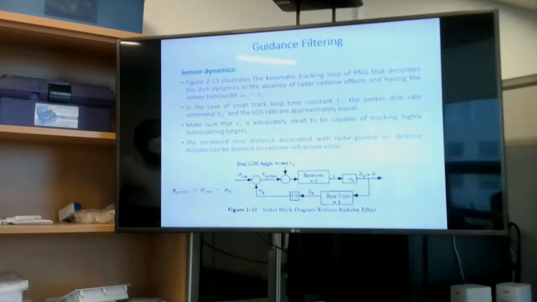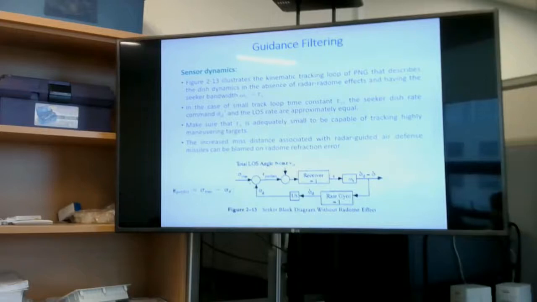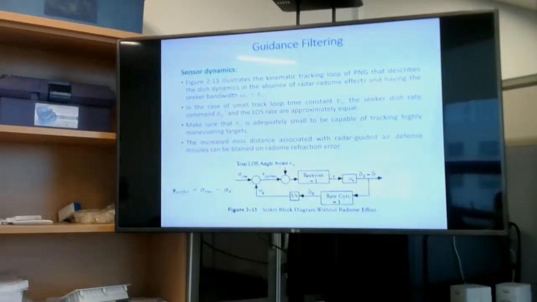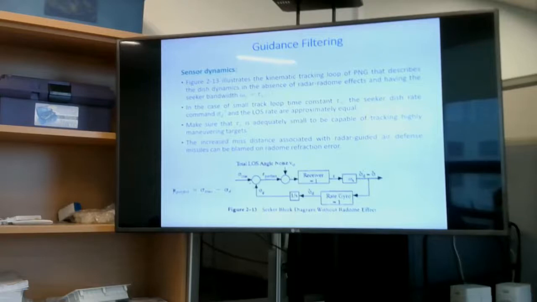They describe dish dynamics in the absence of radar random effect and having the seeker bandwidth. This is the seeker bandwidth omega s. So we keep the seeker bandwidth equal to the time constant. This is Ts, the time constant. So in this case, without the random effect, we want a small time constant, because in order to make the dish antenna equal to the line of sight rate, this dish antenna equals to the line of sight rate, like this one.